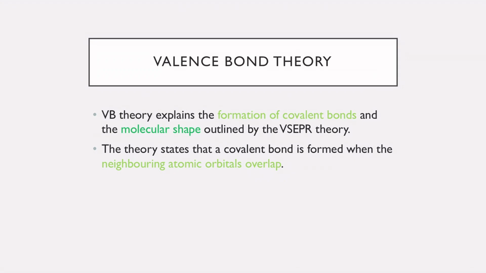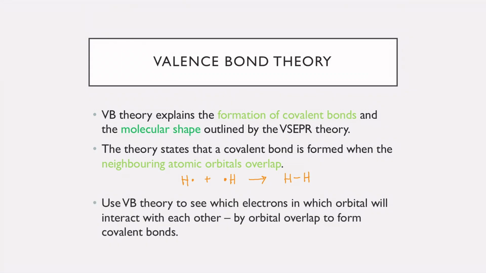If you have, from the Lewis symbol, for example, for the formation of a hydrogen molecule, we will draw the number of valence electrons for hydrogen, and then we get the Lewis structure for the hydrogen molecule like that. But we don't know the details of this bonding. If we use valence bond theory, we will get to see which electrons in which orbital will interact with each other, not just like this.